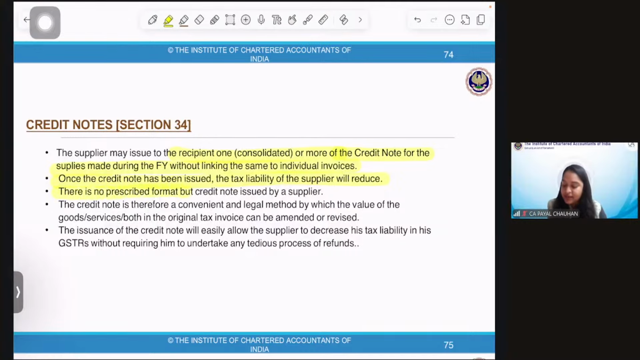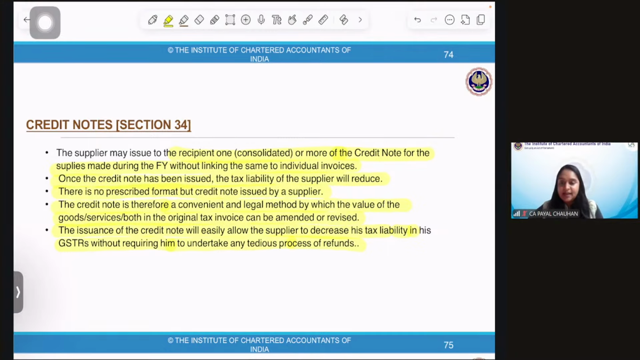There is no prescribed format for a credit note issued by the supplier. The credit note is therefore a convenient and legal method by which the value of goods or services in the original tax invoice can be amended or revised. The issuance of a credit note will easily allow the supplier to decrease his tax liability in his GSTR without requiring him to undertake any tedious process of refund.